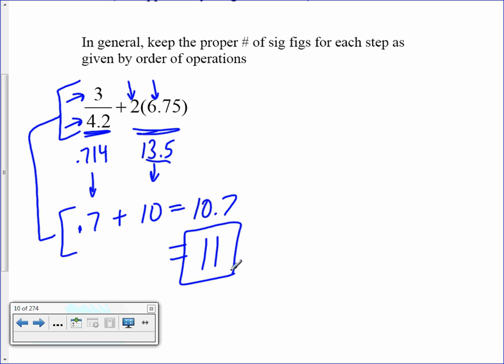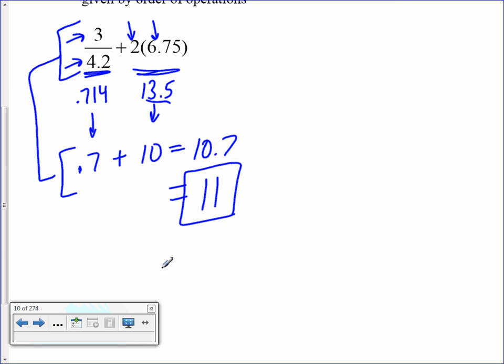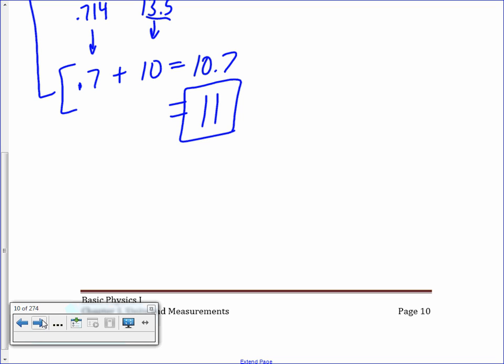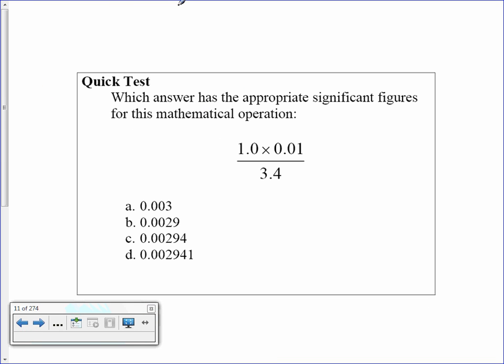Very likely that on the test you'll just have a simple question where you have to do multiple operations and express it with the appropriate number of significant figures. It shouldn't be a problem for most of you. You should have had that in high school. All right, this quick test will be in the online participation quiz soon.